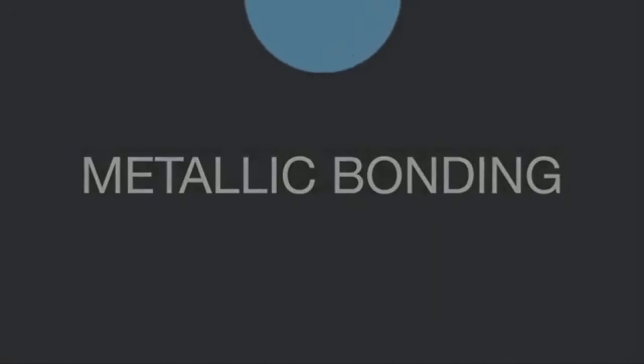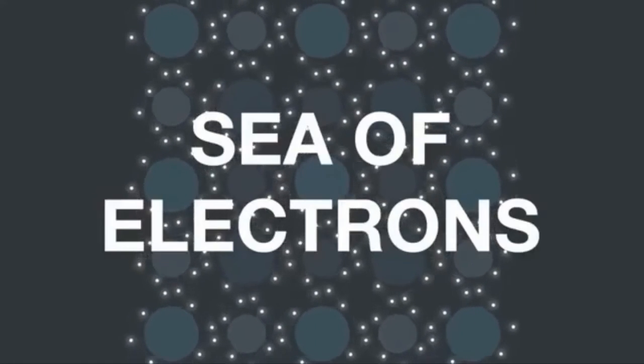When we talk about metallic bonding, we are actually describing the electrostatic attraction between the metal ions arranged in a lattice structure and the free-floating electrons around them. Since these electrons are free to move around, the term sea of electrons is also used.